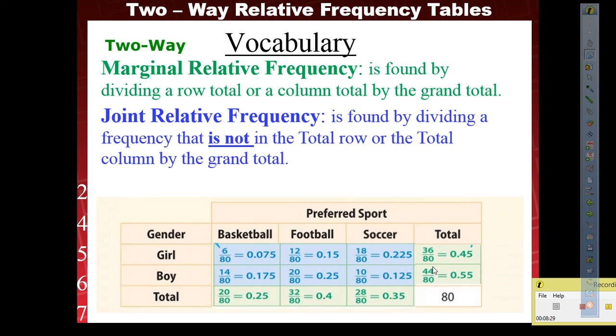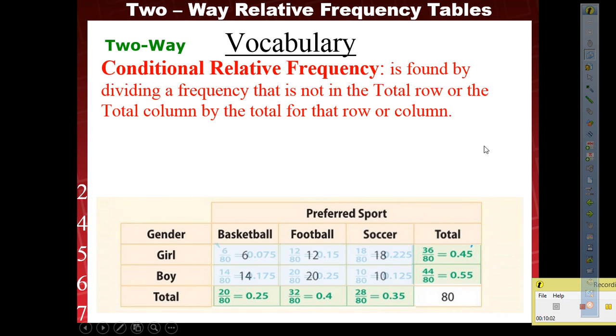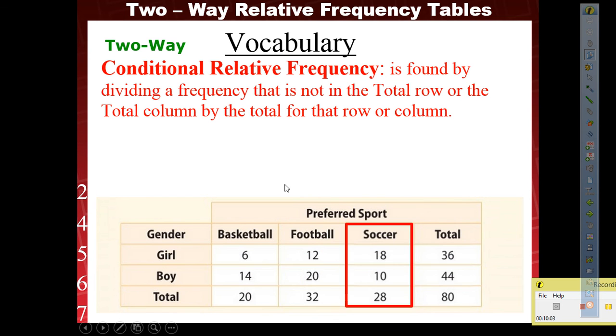Everybody see that? So notice that all of these are divided by the same 80, except they're called different things. The ones at the end are called marginal, and the ones in the center are called joint. Everybody there? All right. There's one more that I want to introduce, which is called conditional relative frequency.